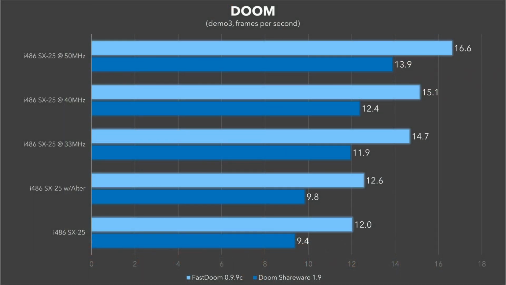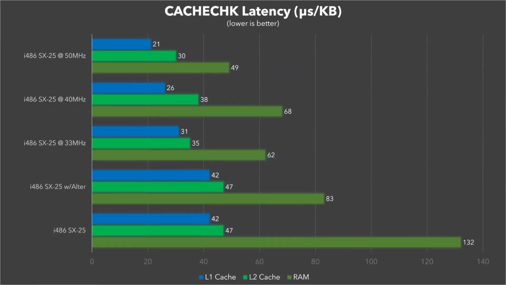The gains here may not be as dramatic as what you see with the synthetic CPU benchmarks, as there are some other things holding Doom back, but I will talk more about this in a bit. Nonetheless, we still went from 9.8 up to just shy of 14 frames per second, which is a nice 40% gain. And looking at the cache check latency scores, you can see some nice improvements as the bus speed increases.